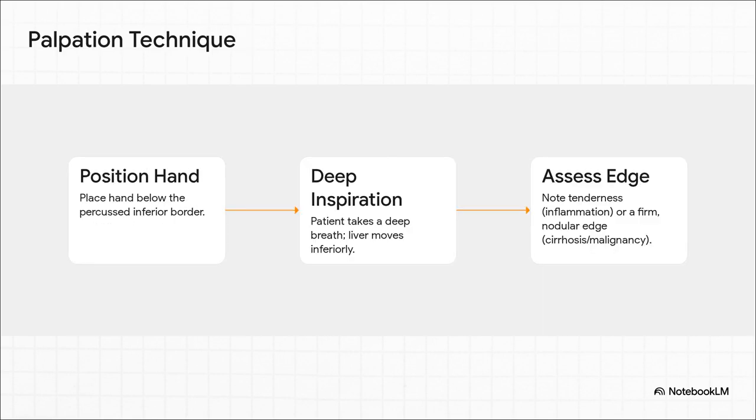So once you've percussed that lower border, it's time to palpate. You're going to place your hand just below that spot and have the patient take a slow, deep breath in. As their diaphragm pushes the liver down, you want to feel that edge just kind of roll under your fingertips. And this isn't just about size, it's about what it feels like. Is it tender to the touch? That screams acute inflammation. Is it firm, kind of lumpy and nodular? That gets you thinking about more chronic stuff like cirrhosis or even malignancy.